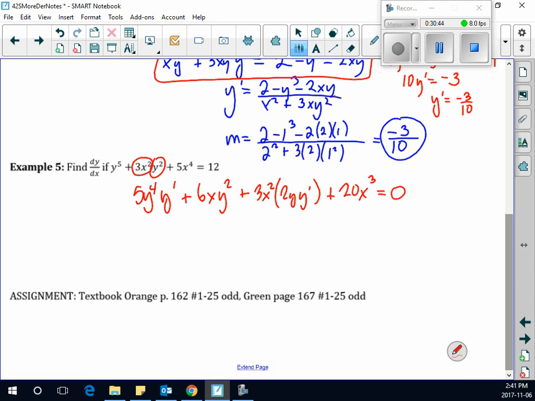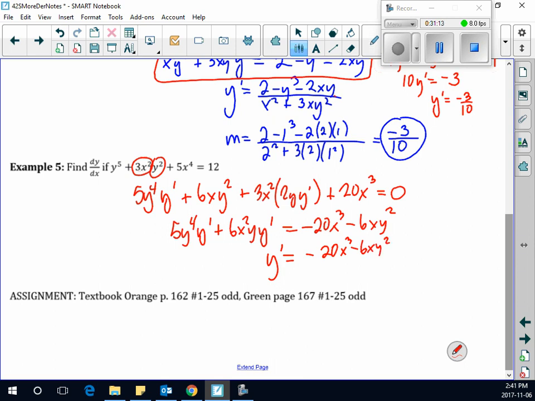Okay, so then 5y to the power 4 y prime. I'm going to simplify this a little bit. So plus 6x squared y prime equals minus 20x cubed minus 6xy squared. I'm going to count to make sure I have enough terms. 1, 2, 3, 4. Okay. So then y prime equals minus 20x cubed minus 6xy squared all over 5y to the power 4 plus 6x squared y. Is that what you got? Maybe a different order, but whatever.